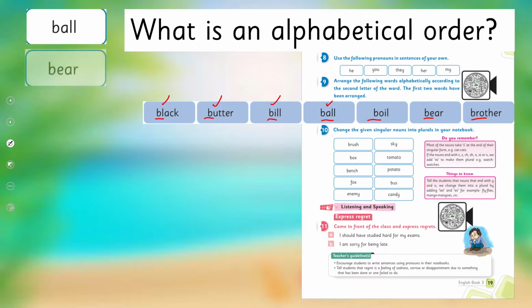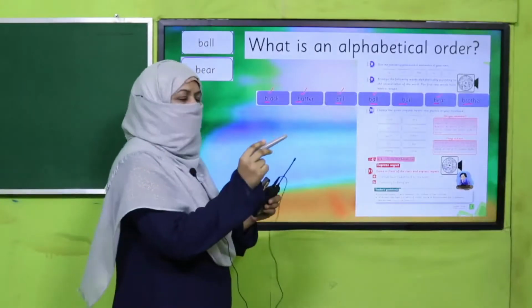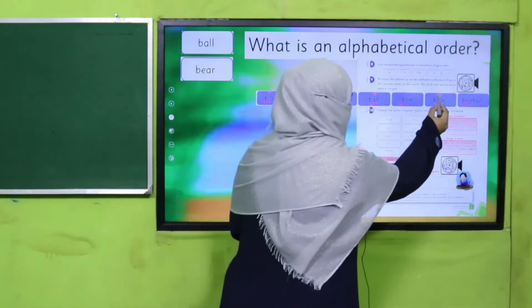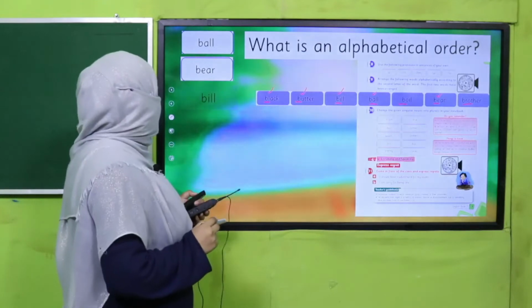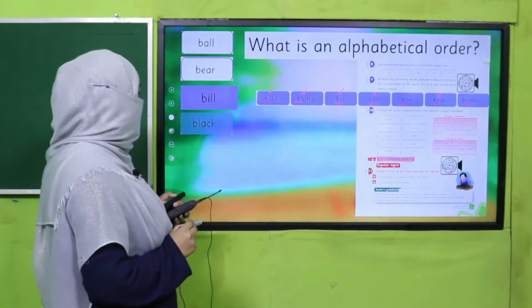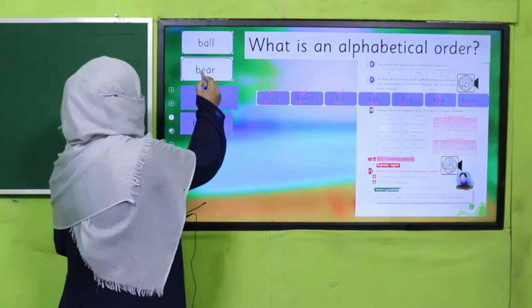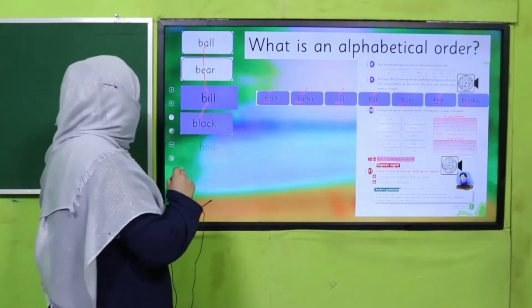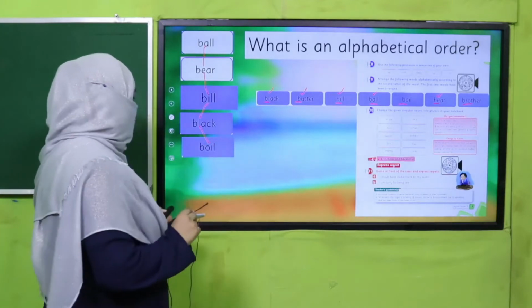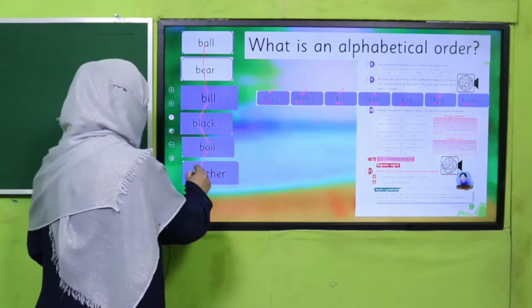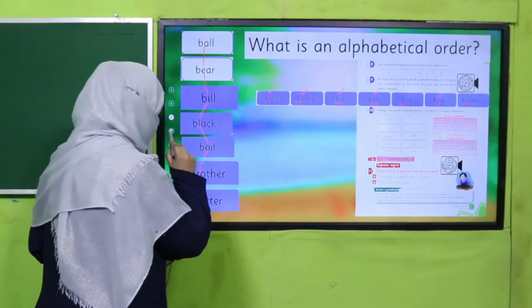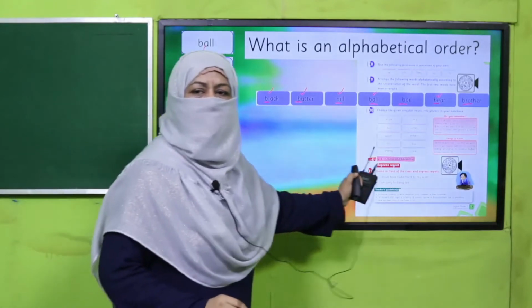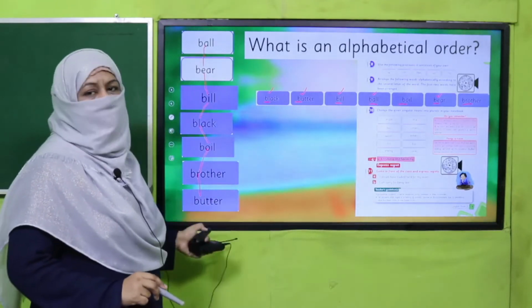What comes next? Bear. Because you see, after A, B, C, D are missing and E is there. So we'll take this word. Next is bill. Next is black, because after E, I is there. Okay. After I, L is there. O is there. Boil, brother, and butter. This is how this list has been arranged in alphabetical order.